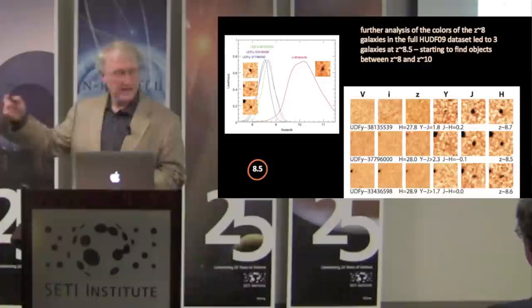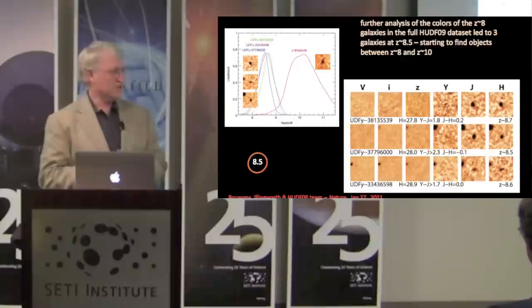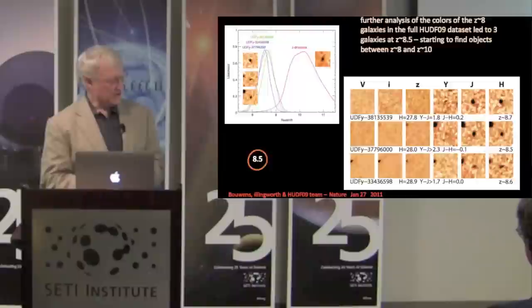And here's the potential redshift of the redshift 10 objects. It could be 9.5, 10, 10.5. We don't know it that accurately with one filter measurement, obviously. So there's considerable uncertainty.